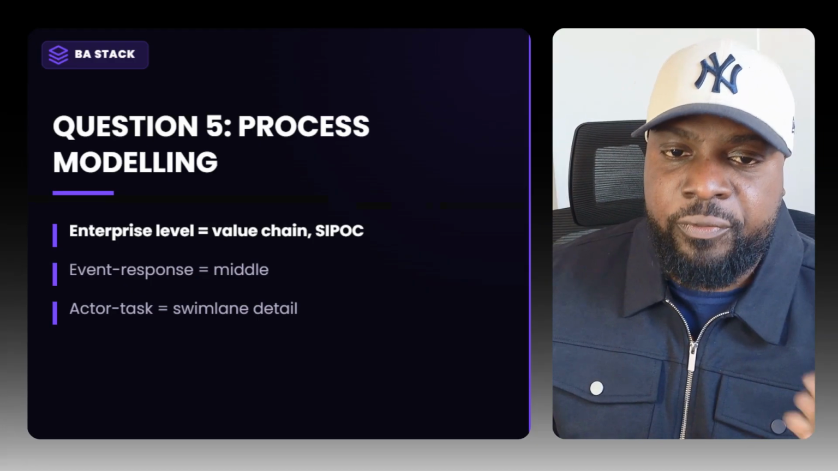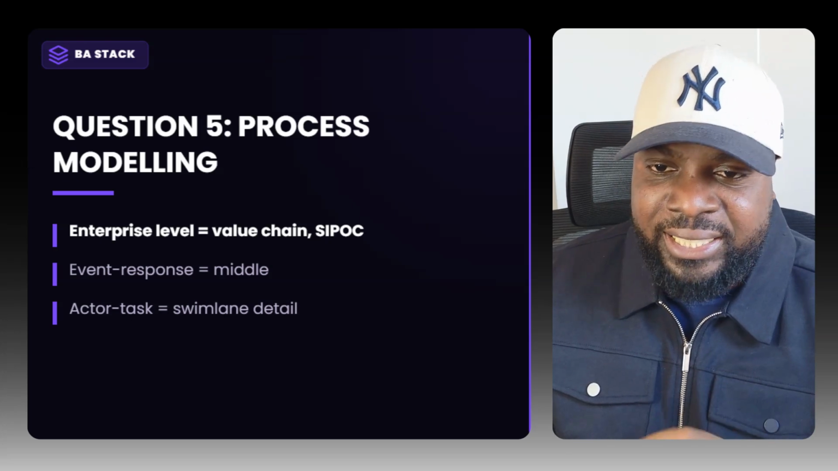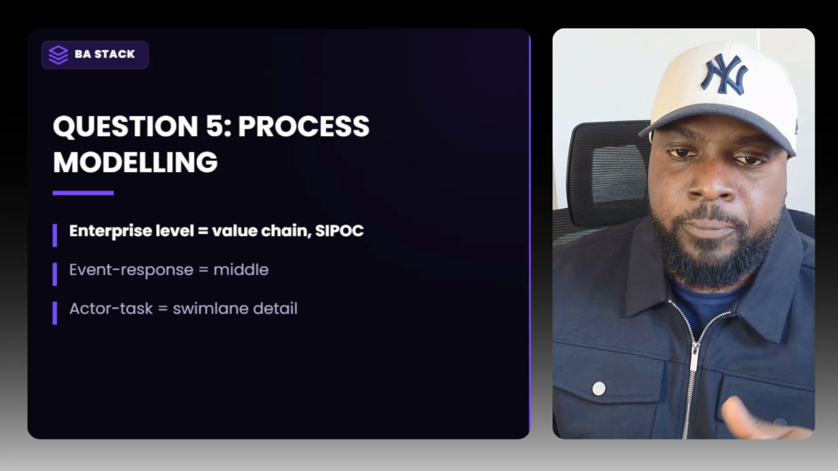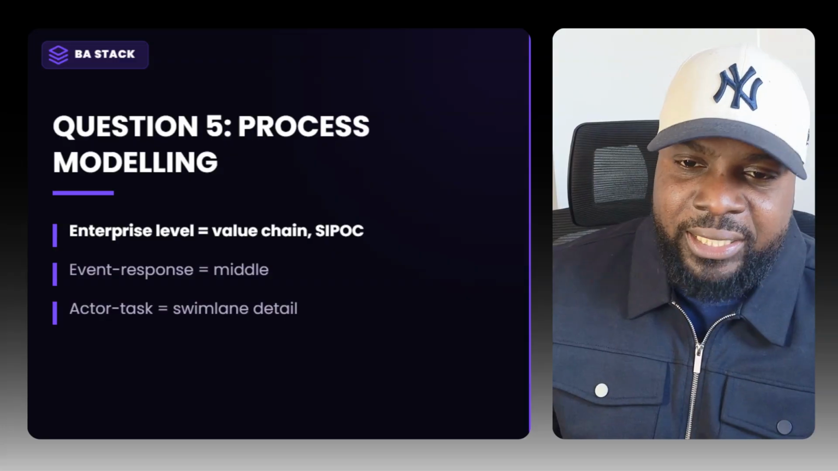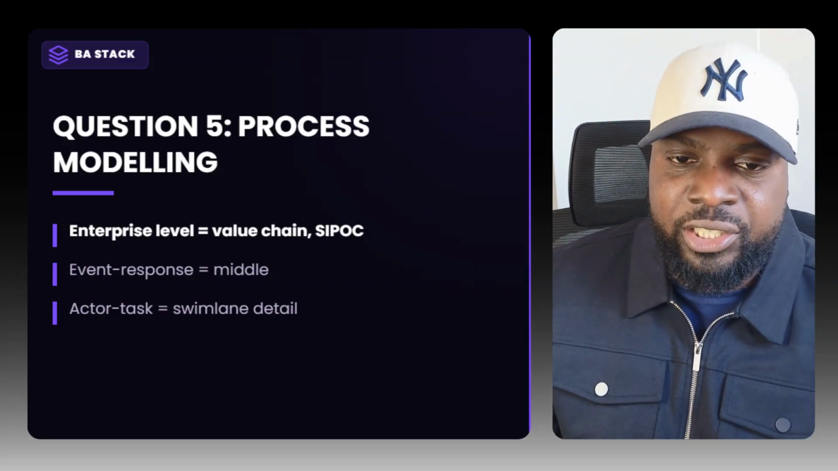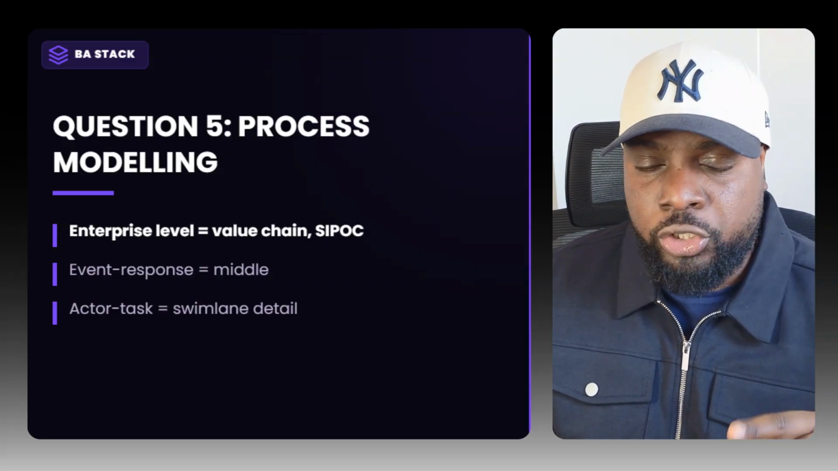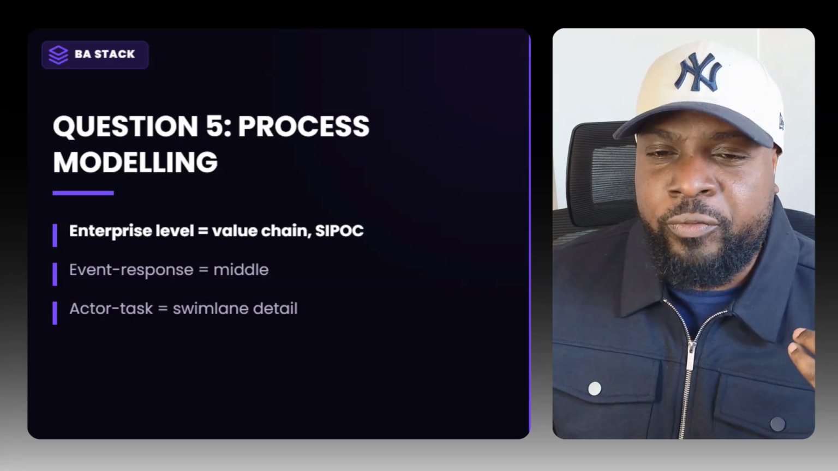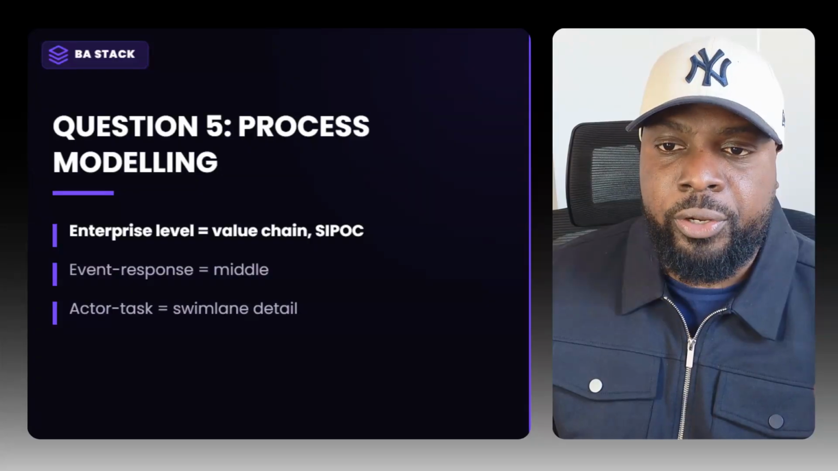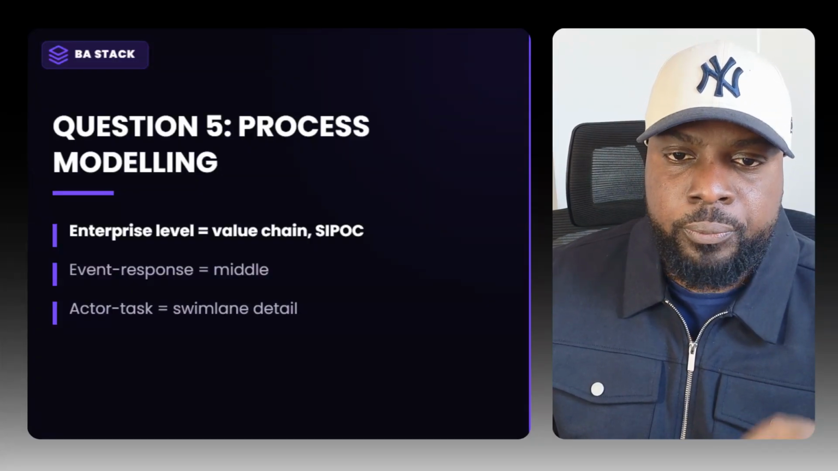Last but not least, question 5 is process modeling, specifically the difference between as is and to be processes, and the notation, more importantly, that's used. So that's swim lane diagrams, decision points, actors, tasks. So they're going to give you a description of a process and ask you to identify the actors, the decision point, or what type of diagram would be most appropriate. They may also have event response models for the middle level.